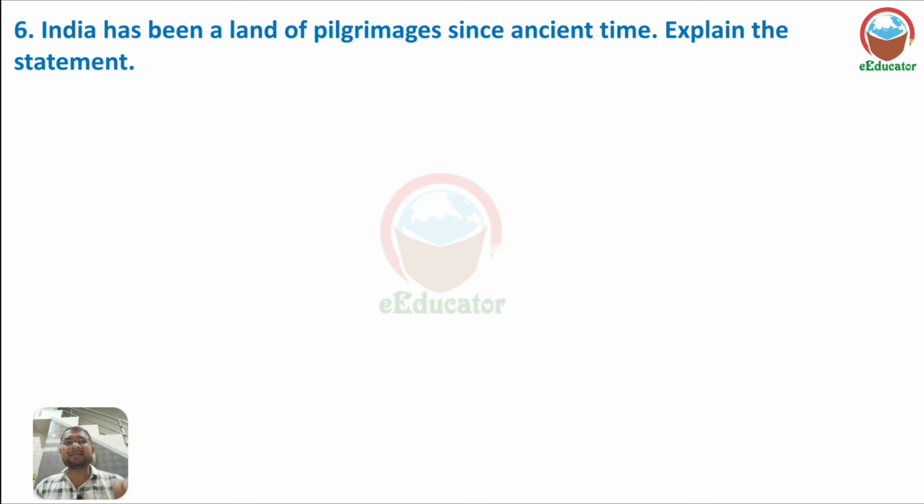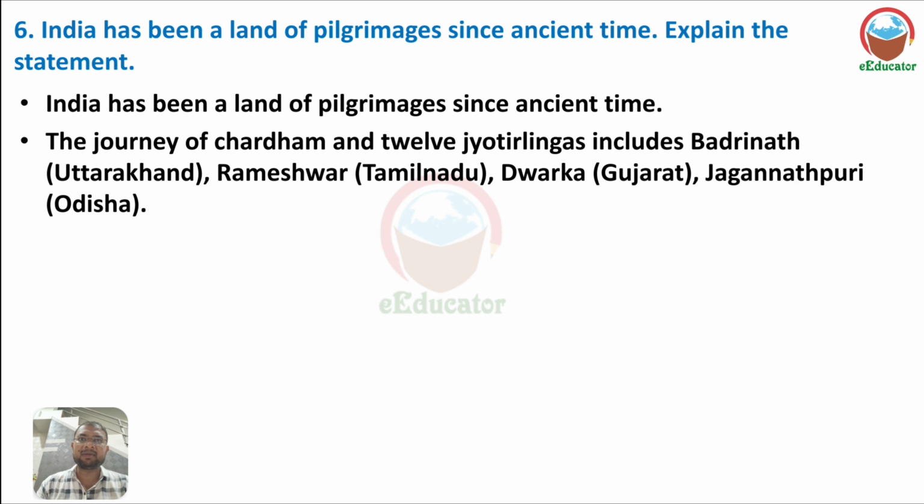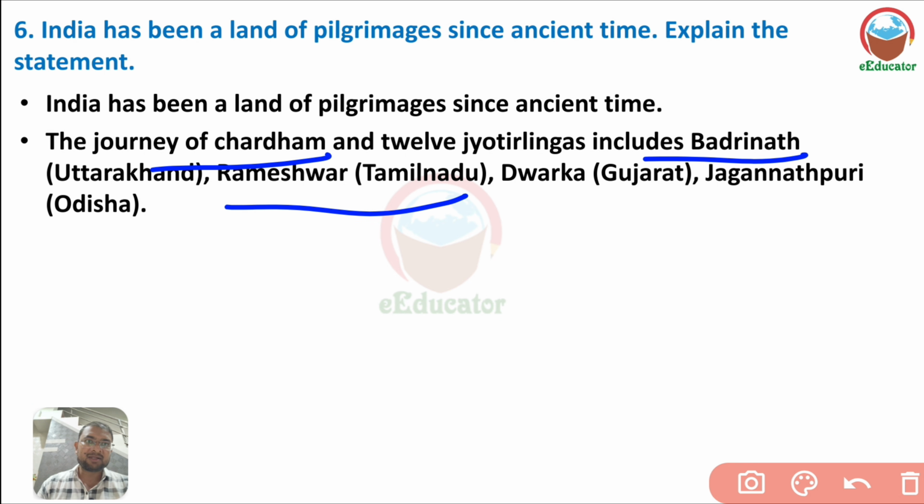Sixth number, India has been a land of pilgrimages since ancient time. Explain this statement. The journey of Chardham and 12 Jyotirlinga includes Badrinath in Uttarakhand, Rameshwaram in Tamil Nadu. Chardham covers the 4 directions of India: Badrinath, Uttarakhand, North India; Rameshwaram, Tamil Nadu, South India; Dwarka, Gujarat, the western part of India; Jagannath Puri in Odisha, the eastern part of India.